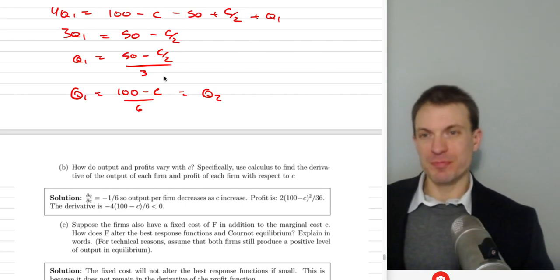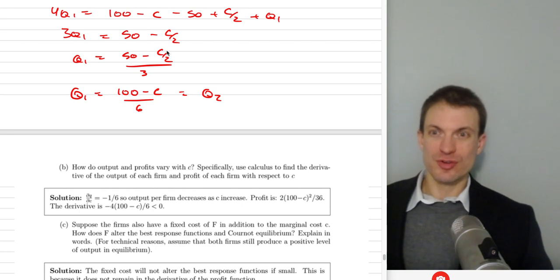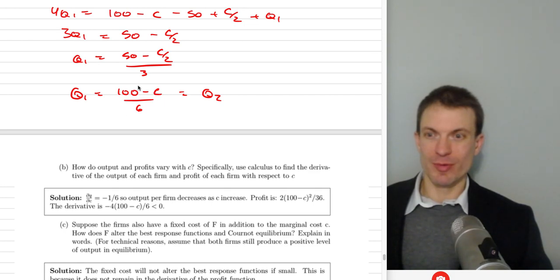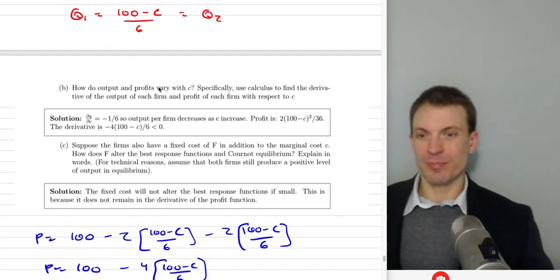So if I multiply this by 2 over 2, the 2 goes to the numerator, so I'm going to distribute. I'll have 2 times 50 is 100, 2 times minus c over 2 is minus c, and then one of the 2's from my 2 over 2 goes to the denominator, that's my 6. Okay, very good. So this is going to be our Cournot equilibrium quantity. With the Cournot equilibrium quantity, we can then get our profits.